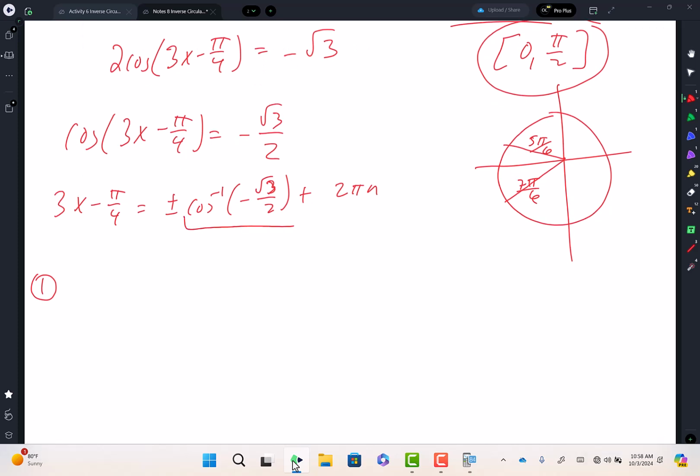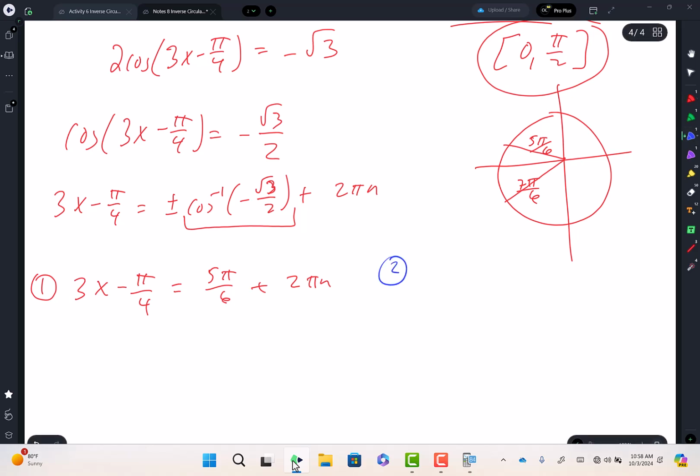Where did you say we have a negative square root of 3 over 2? So that's what I'm going to write. 3x minus pi over 4 equals 5 pi over 6 plus 2 pi n. Equation 2. 3x minus pi over 4 equals, what's the other one besides 5 pi over 6? 7 pi over 6 plus 2 pi n.